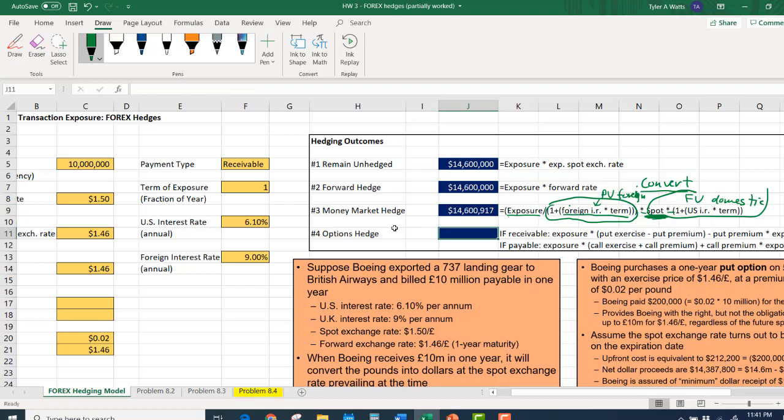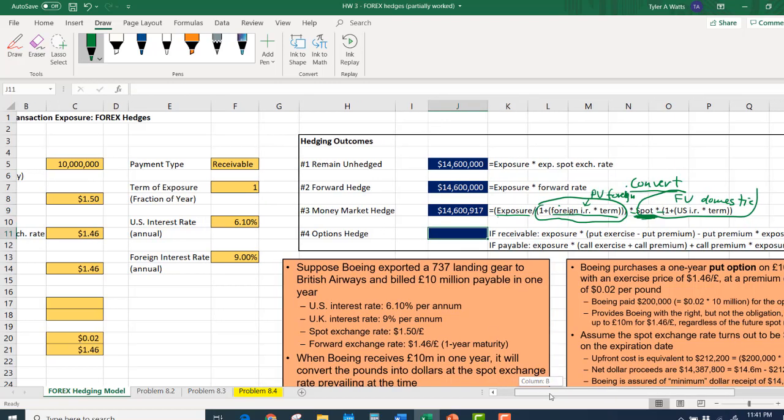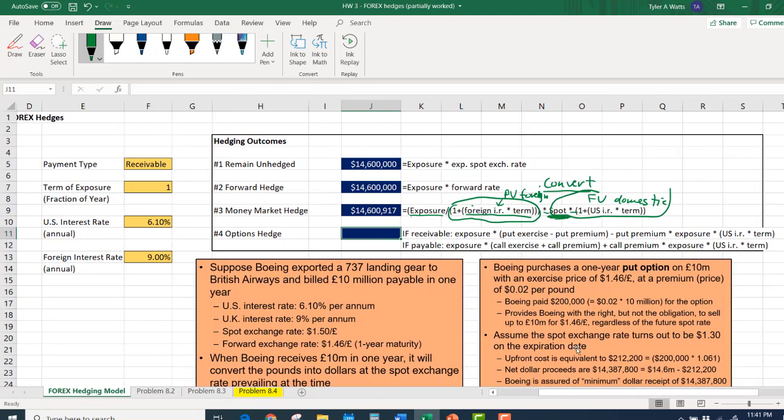The options hedge is going to be a little bit more hairy, so let's walk through what's going on there. Now we're going to use if functions based on whether this says receivable or payable to trigger which math will run, but let's just look at what math we're running here individually, and then we will plug it all in.